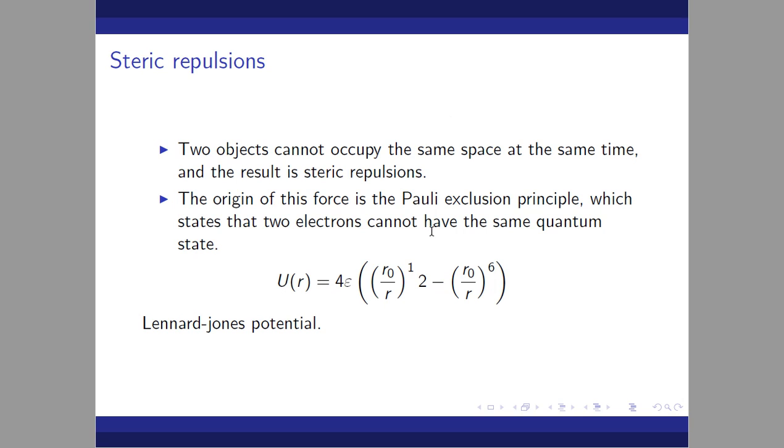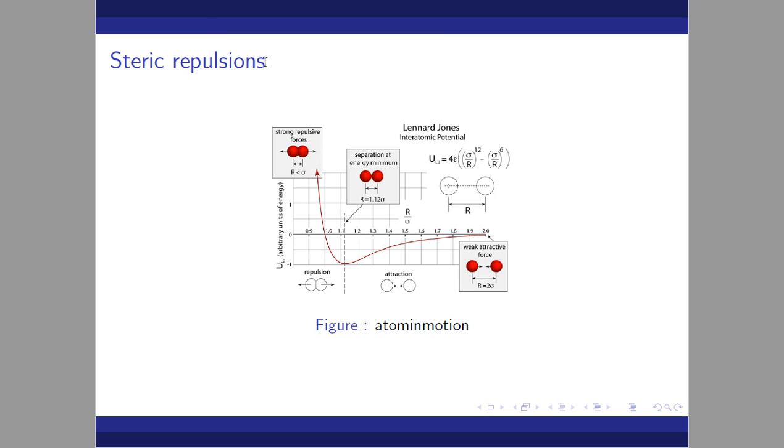The origin is the Pauli exclusion principle, which states that two electrons cannot have the same quantum state. So we have the Lennard-Jones potential, using this equation. Here you can see a strong repulsive force at separations less than sigma. This is the best separation, the energy minimum. And these are the attraction forces, a weak attraction force. So we have this equation using the Lennard-Jones potential.